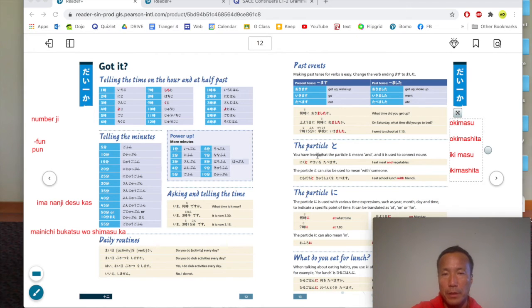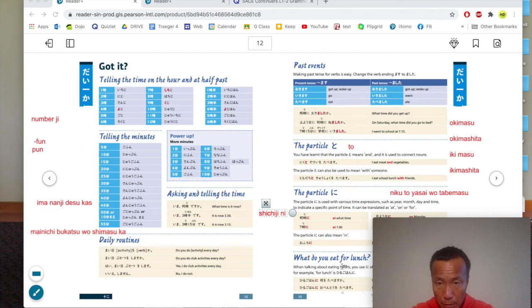Now, next one is particle と. Many of you have learned this in Twinkl. The と means it's not 'to'. と is 'and'. That's very simple. 肉と野菜を食べます. 肉 meat と 野菜 vegetable を食べます. Particle に is used for place and time. Here you're learning time. So 7時に means at 7 o'clock.